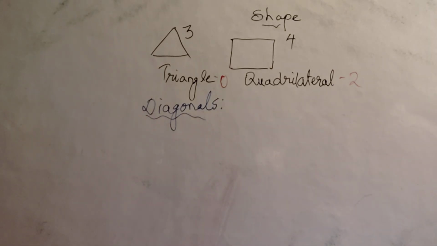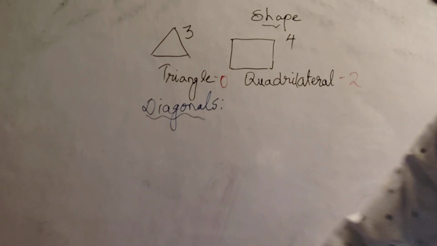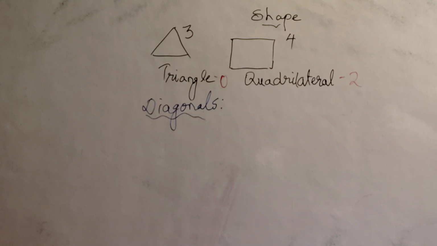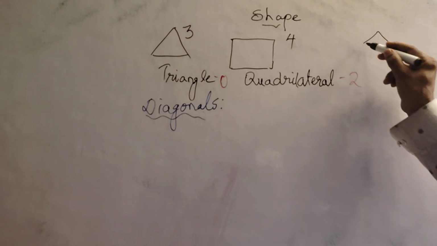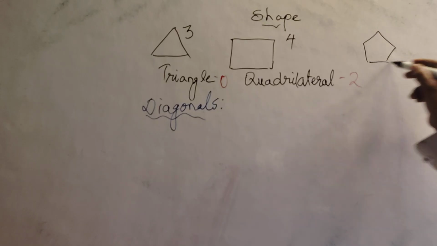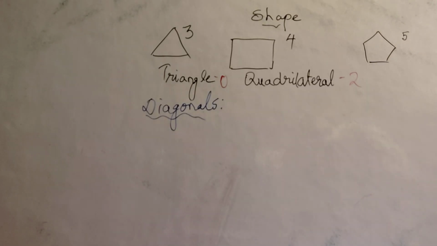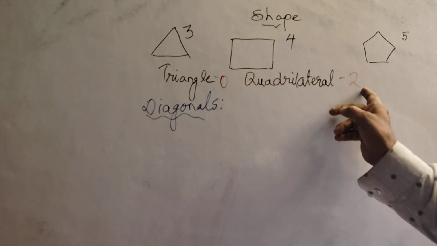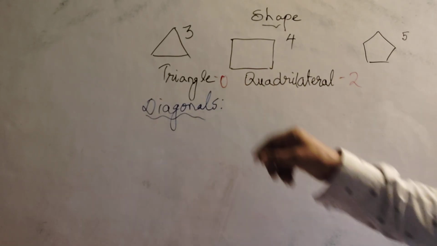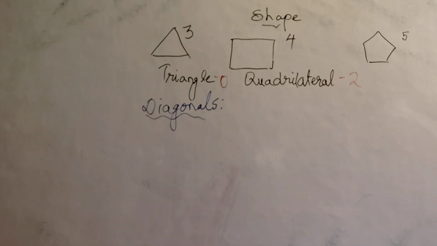Now how many diagonals in the pentagon? If the five-sided figure is there, this is a pentagon, five sides. So how many diagonals? The diagonal number should be more than the previous one. So a quadrilateral has two diagonals, so a pentagon has more than two diagonals.